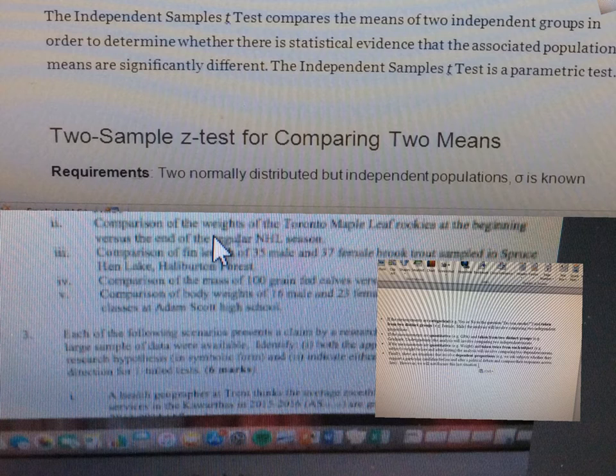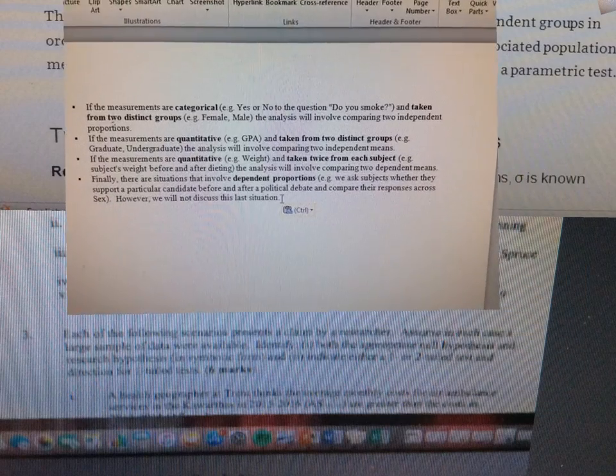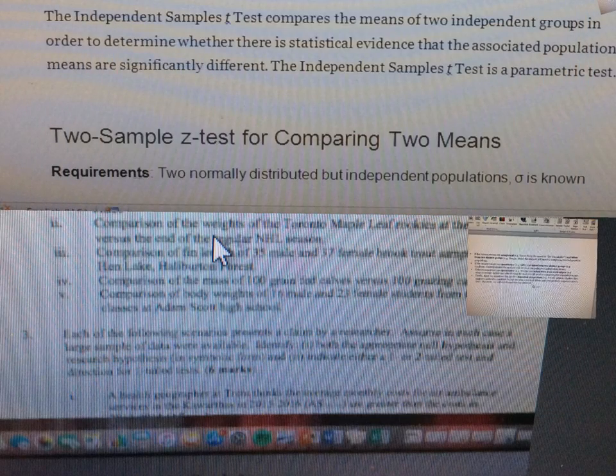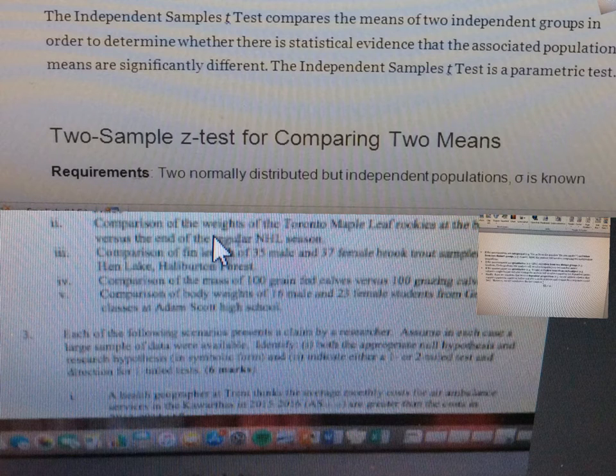Now, if you have a z-test, it says here two normally distributed but independent populations. So we're looking for two independent populations. Something else about the z-test, sorry, that's the wrong one, about the z-test, is that you're comparing the means of two different groups to see if there's a statistical difference between those two groups. And it's usually as a result of something that you're testing, because it's usually a hypothesis test with the z that you're doing. And so you're testing to see if there's a significant difference between two groups.